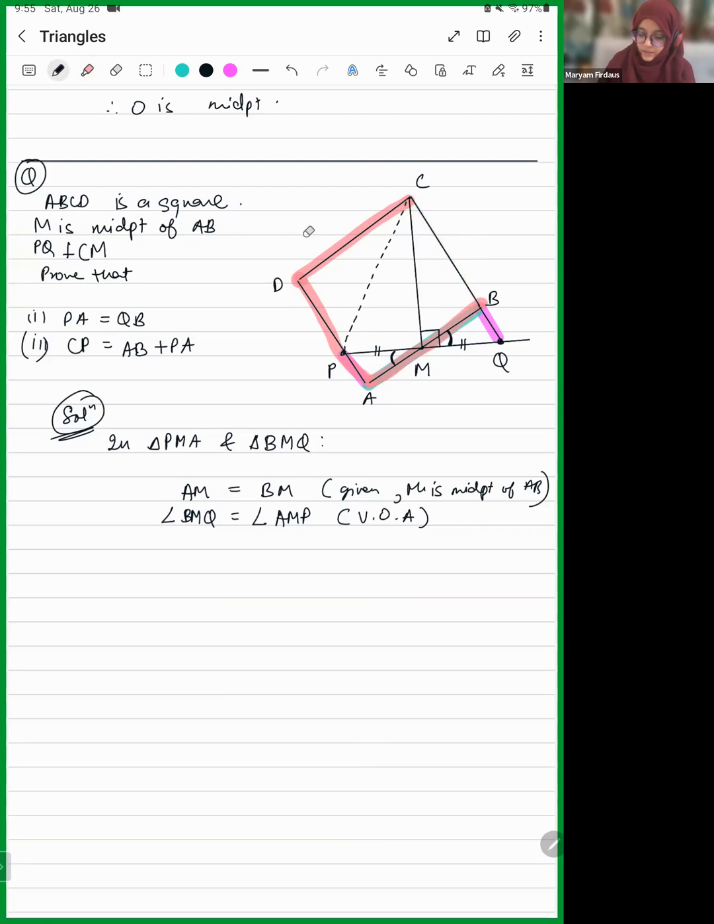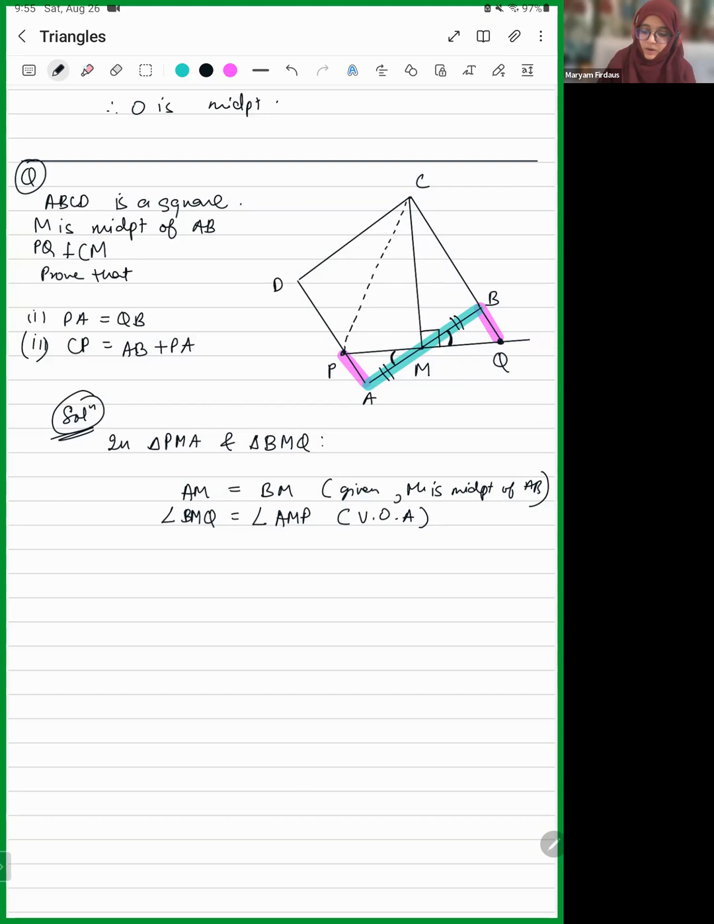Okay, then, ma'am, what else? You have shown that MP is equal to MQ, but it's AM equals BM. I'm sorry. Wait a minute. M is the midpoint of AB, right? Yes, ma'am. I shouldn't have made these marks. It should be this and this. My bad.